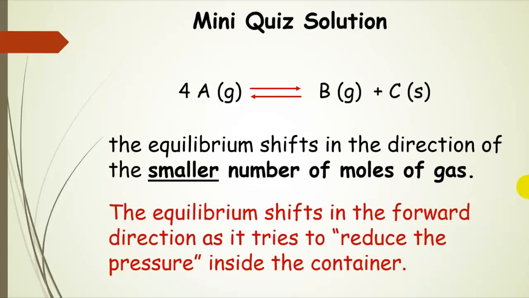Okay, the equilibrium is going to shift in the direction of the smaller number of moles of gas. We have 4 moles of gas on the reactant side and 1 mole of gas on the product side, so you have to pay attention to these phase labels. The equilibrium is going to shift toward the products, the smaller number of moles of gas, and it's going to try to reduce that pressure inside the container when we reduced the volume.